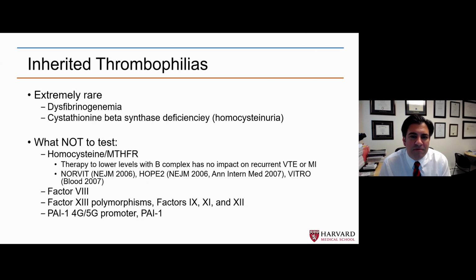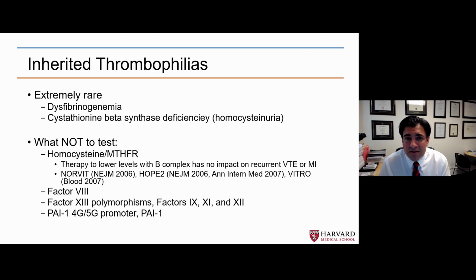The inherited thrombophilias are extremely rare in terms of dysfibrinogenemia. There's also homocystinuria due to cystathionine beta synthase deficiency. We actually recommend against testing for homocysteine and methyltetrahydrofolate reductase mutations. This is because there are studies showing that therapy to lower levels with B complex has no impact on recurrent VTE or MI. Many hypercoagulable panels will look at coagulation factor VIII.